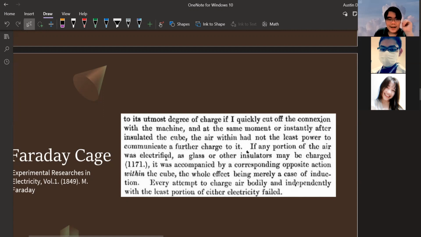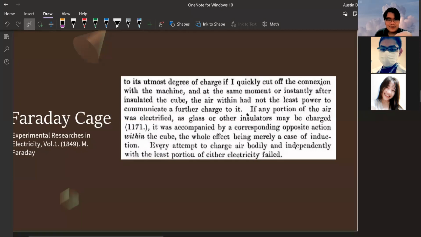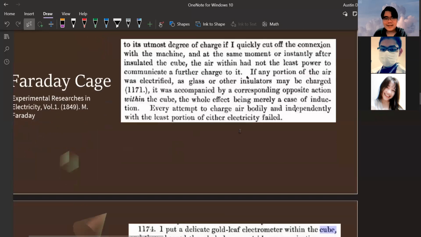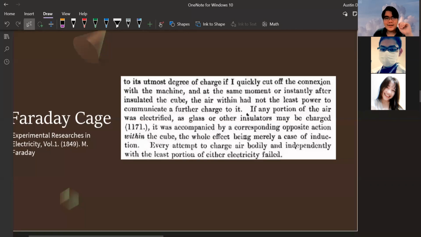If any portion of the air was electrified, as glass or other insulators may be charged, it was accompanied by corresponding opposite action within the cube, the whole effect being merely a case of induction. Okay, so ganun niya mini-measure yung mga bagay-bagay. Tinitingnan niya kung may induction. Kasi dapat kung naging charge yung air, magkakaroon ng induction. Tama? So yeah, every attempt to charge air bodily and independently with the least portion of either electricity failed. Okay, so hindi siya satisfied dito, no, na charge niya. Baka may mali siya. Sabi ni Faraday, baka may mali lang ako.